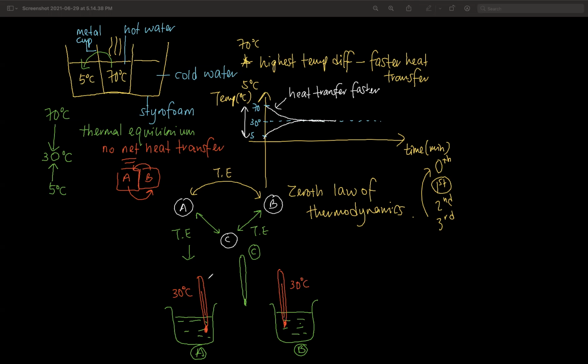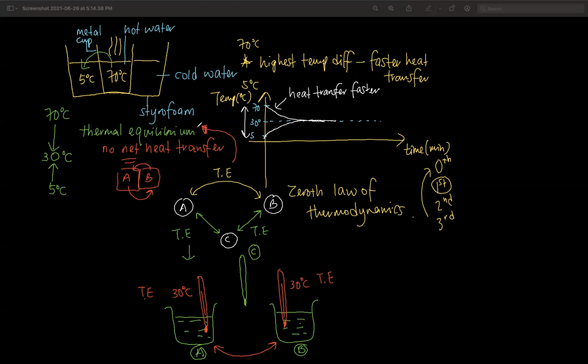So object C is in thermal equilibrium with A, right? And object C is also in thermal equilibrium with B. And it reaches the same temperature. Then I would say A and B, they are also in thermal equilibrium. So they should have the same temperature. Okay, so this is the zeroth law of thermodynamics. It's related to thermal equilibrium.